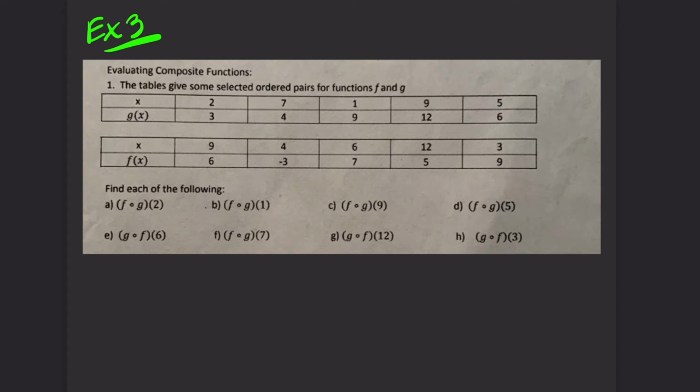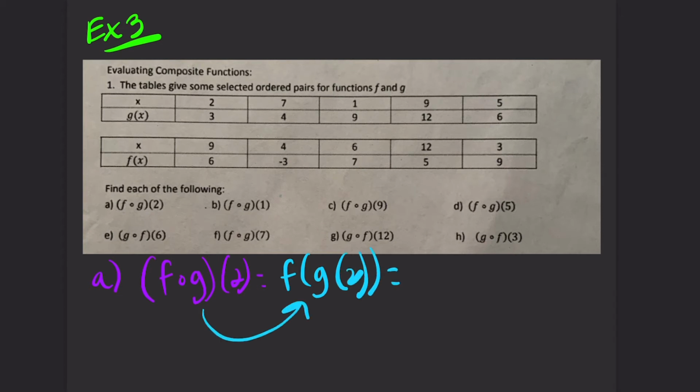Okay, so if you look at letter A, it says parenthesis f, a little dot, then a g, close parenthesis, open parenthesis 2. So you have to know that that right there is the exact same thing as I did on the other slide. So f of g of 2. So make sure you know that these two are equivalent. So let's do A. Again, you start with the inside. So we're doing g of 2 first.